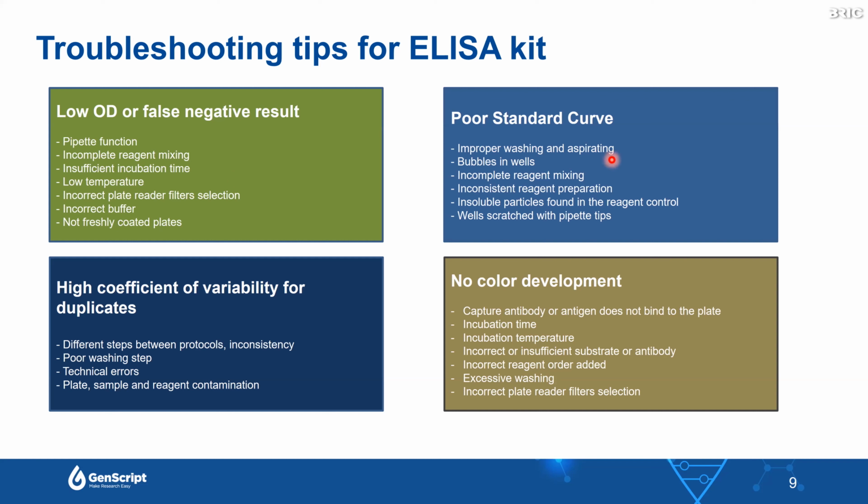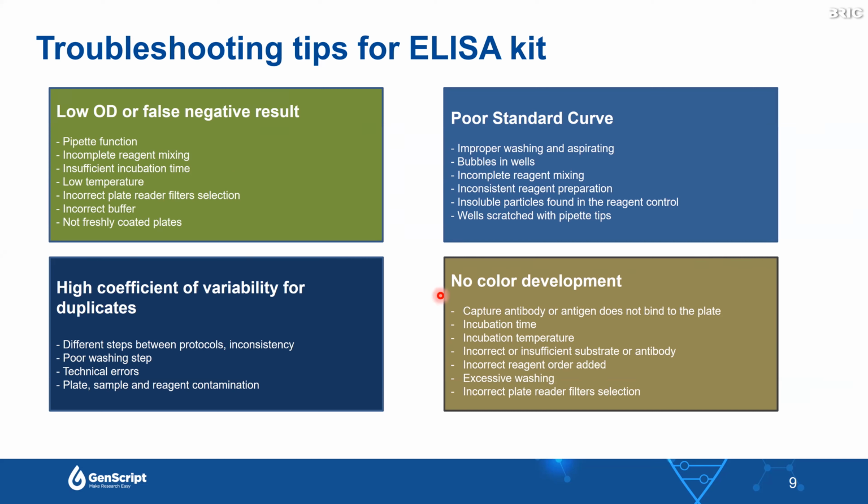A poor standard curve is observed due to improper washing and aspiration steps, which sometimes cause bubbles in the well too. Incomplete reagent mixing, and sometimes insoluble particles found in the reagents, also contribute. Inconsistent reagent preparation will also affect the standard curve. Wells scratched by the pipette tip will also affect the standard curve.